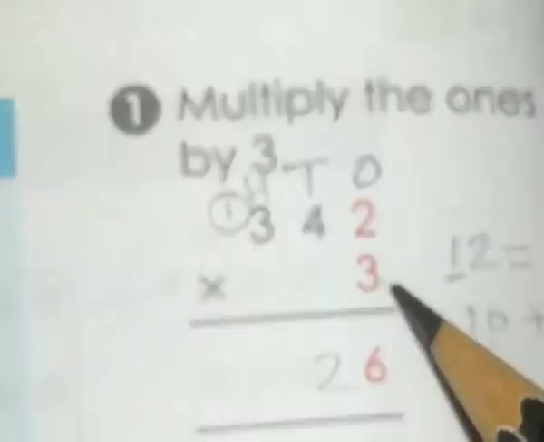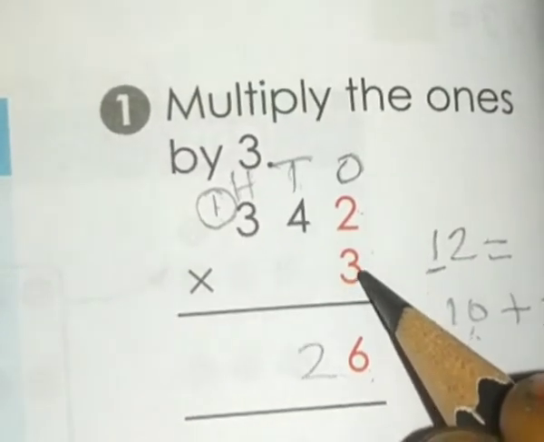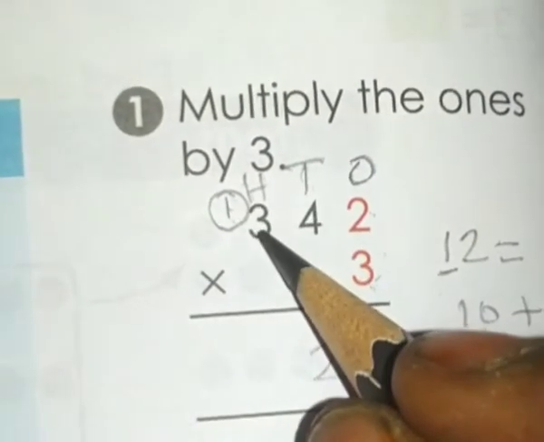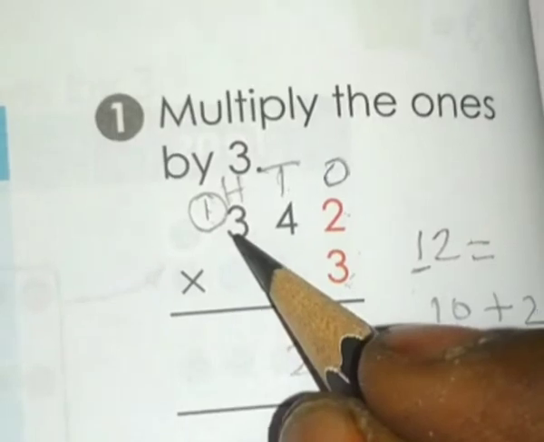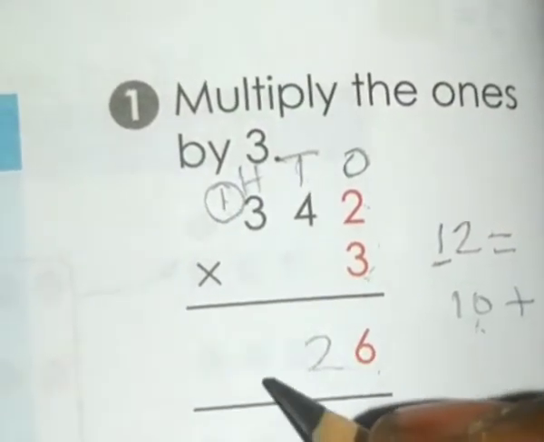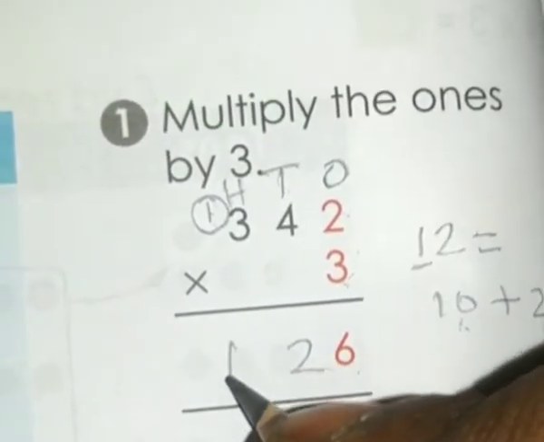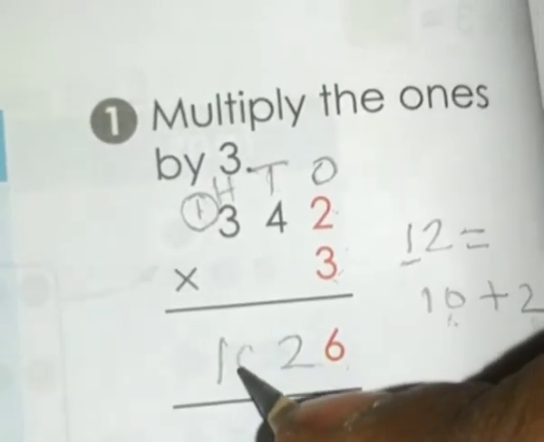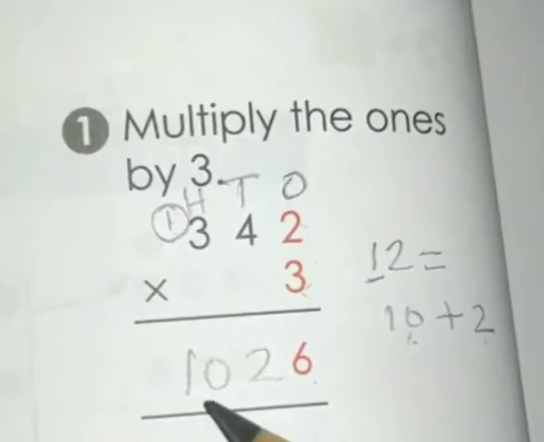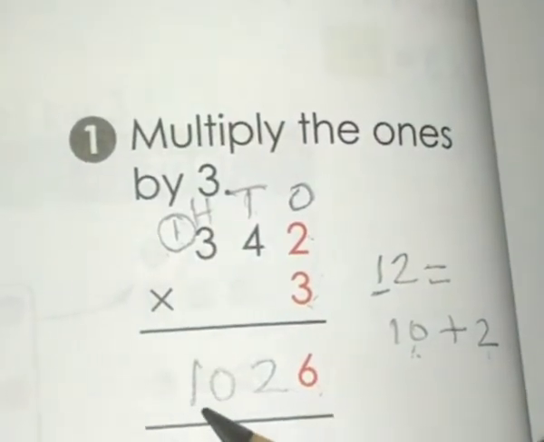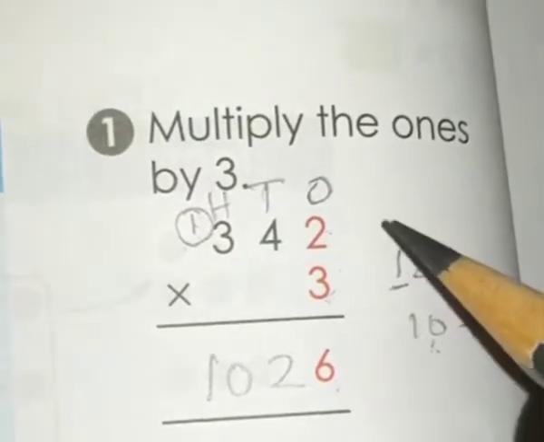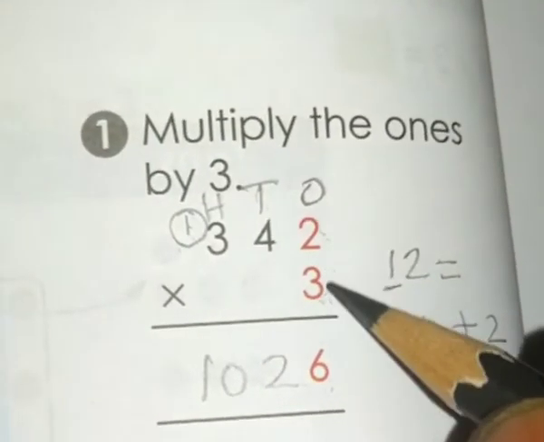Now multiply hundreds place value with 3. 3 threes are 9. 9 plus 1, 10. The carried over value is always added with the multiplied value. So you got the answer as 1026 by multiplying these two numbers.